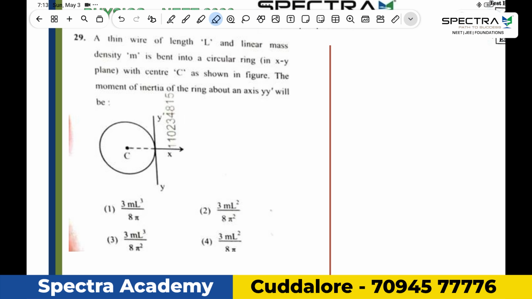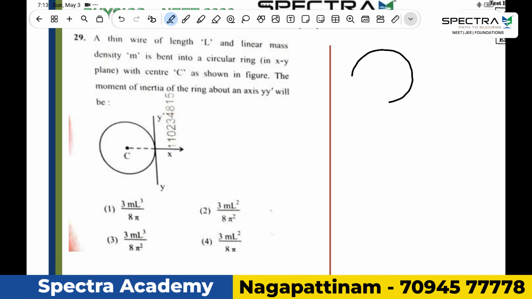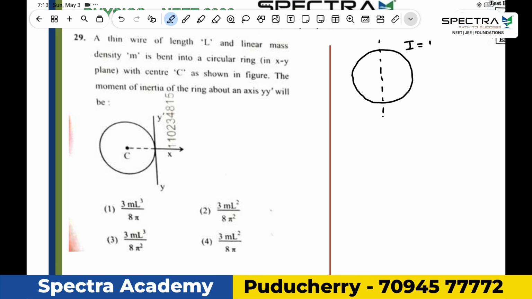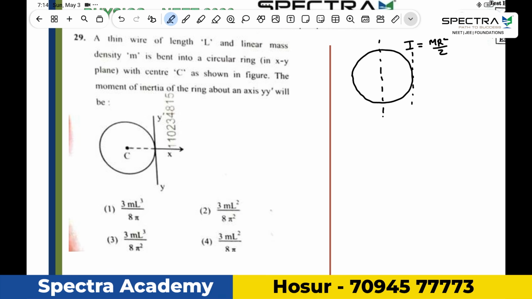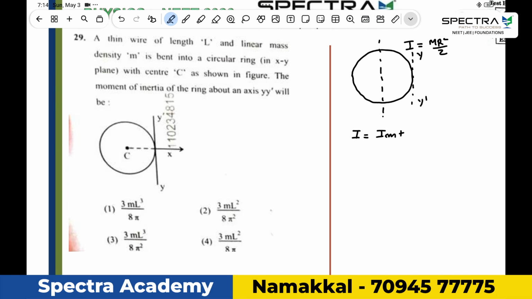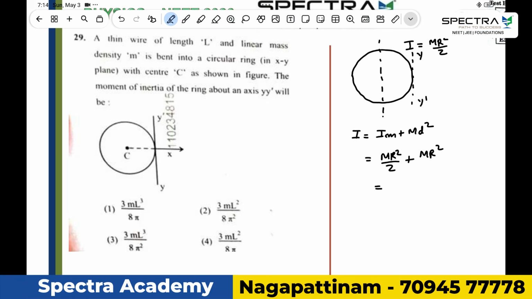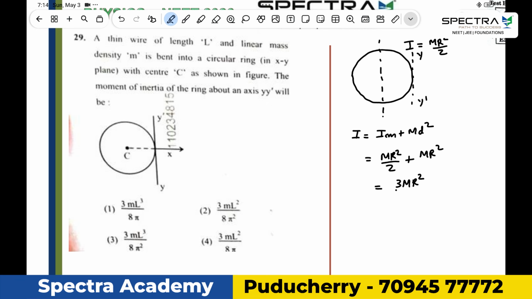See, normally when there is a ring, for an axis which is in the plane, you know the moment of inertia is equal to mr square by 2. Now they are asking about an axis y dash, so you can apply the parallel axis theorem. I will be equal to ICM plus MD square. If you apply this, it is mr square by 2, the moment of inertia through the center of mass axis, then plus mr square. So you will get it as 3mr square by 2. Now what about the radius?